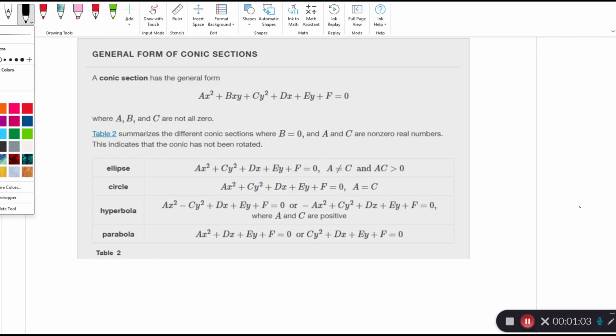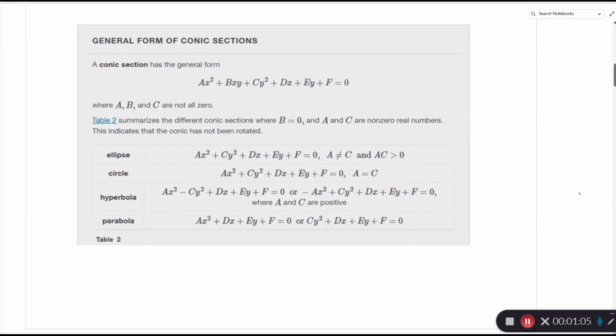You will notice that in these 4 types of equations, there's a few things to note. One, none of them have a bxy, so none of them have this term right here. In other words, all of these have a b value that's 0. Okay, so if the b value is 0, we can identify the conic section.